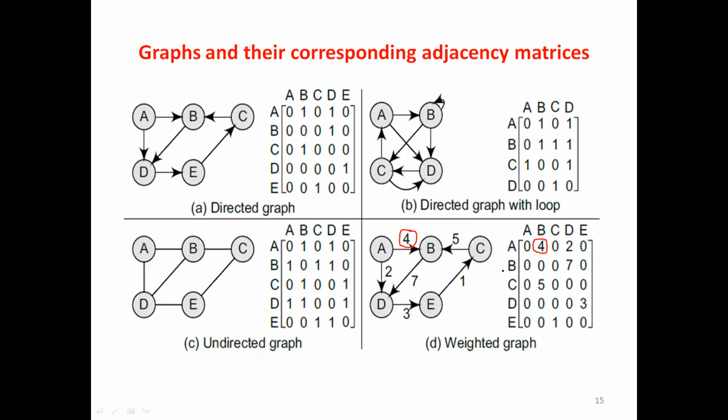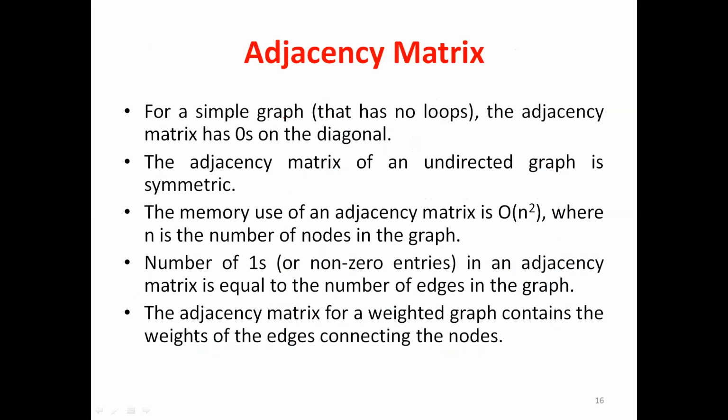This is the representation of the adjacency matrix, how you represent a graph in an adjacency matrix. I hope there is no doubt in this. It's very simple. For a simple graph, the adjacency matrix has zeros on the diagonal, because a simple graph does not have any loops. The adjacency matrix of an undirected graph is symmetric.